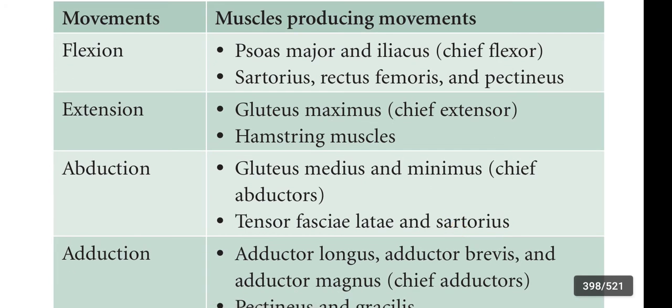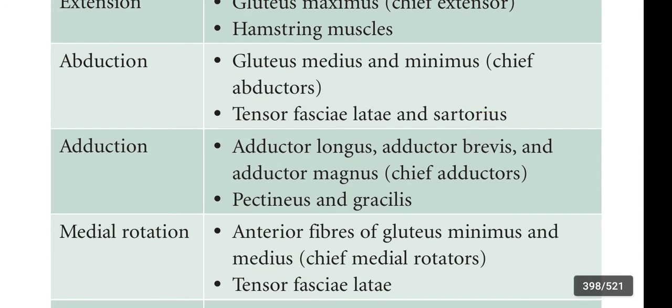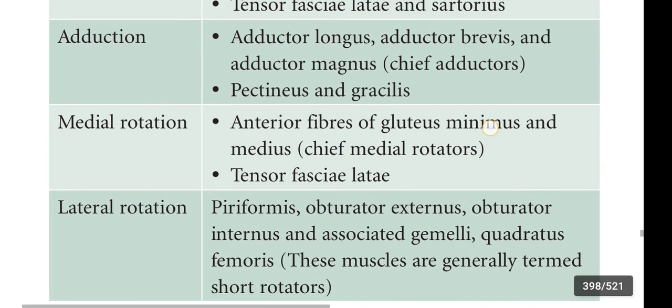Abduction: gluteus medius and minimus are the chief abductors, tensor fasciae latae and sartorius. And next, adduction: adductor longus, adductor brevis and adductor magnus are the chief adductors, and pectineus and gracilis.